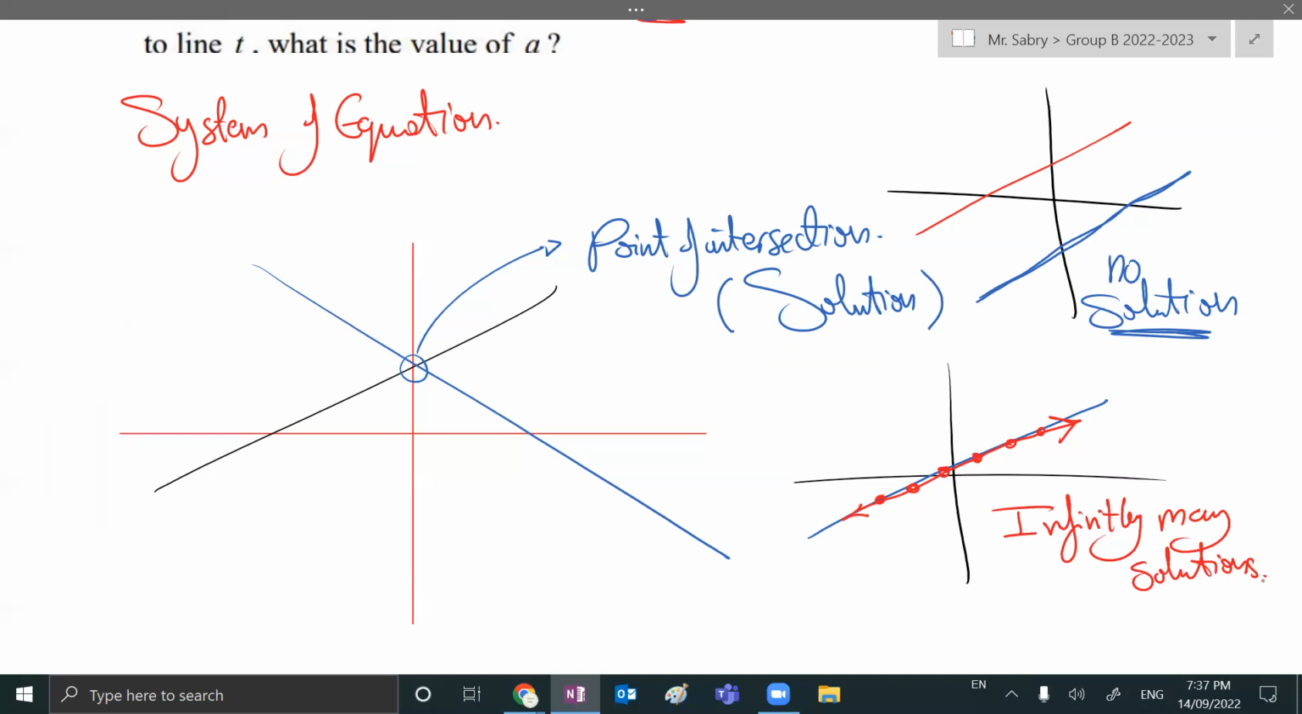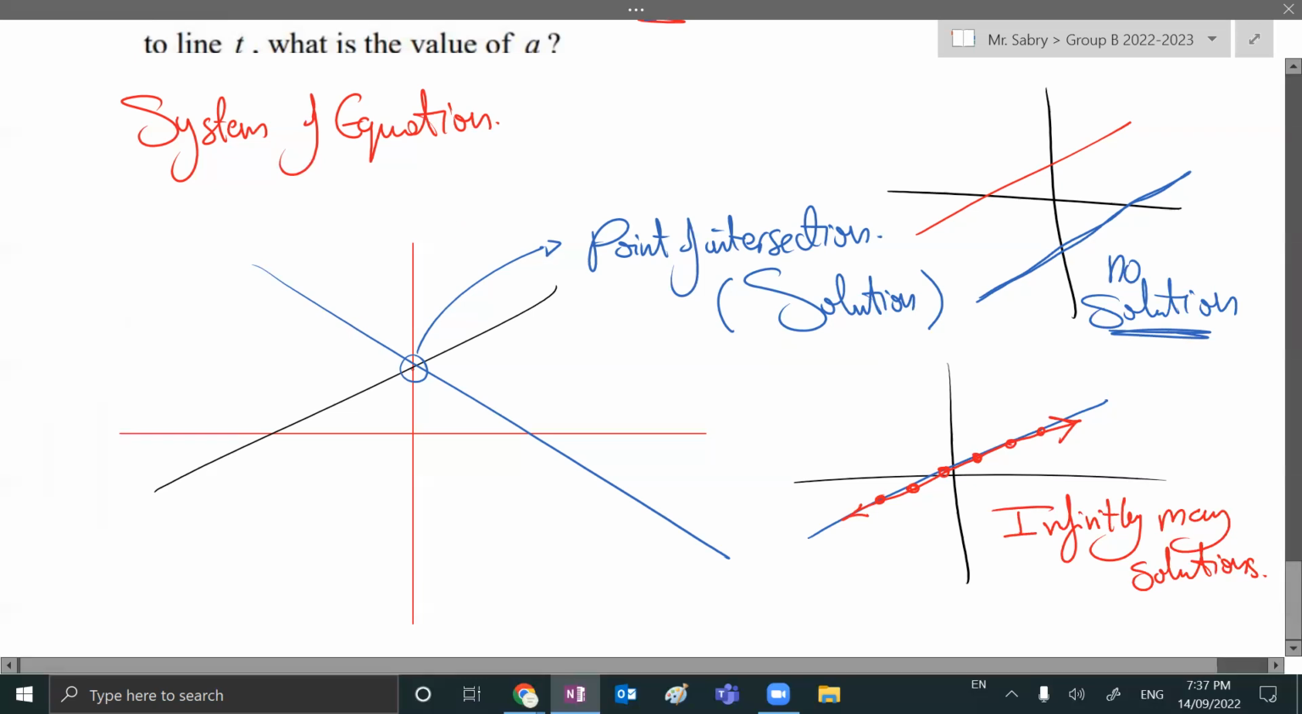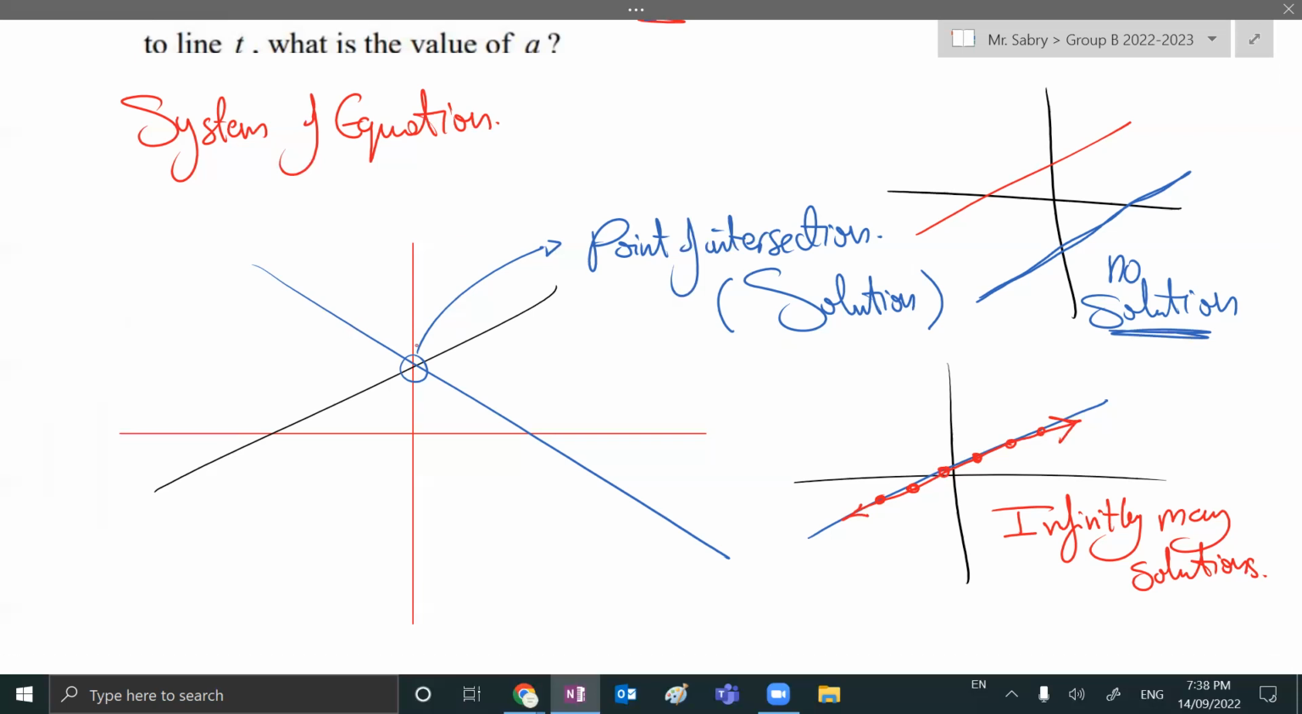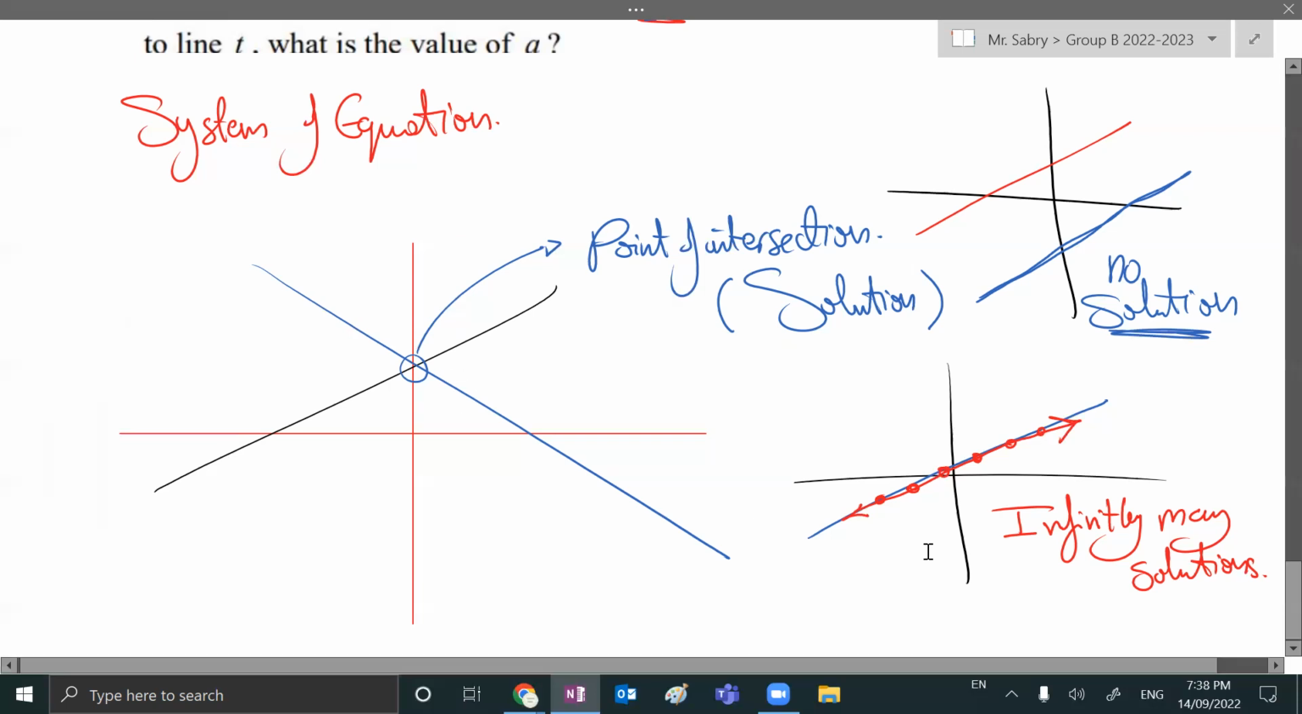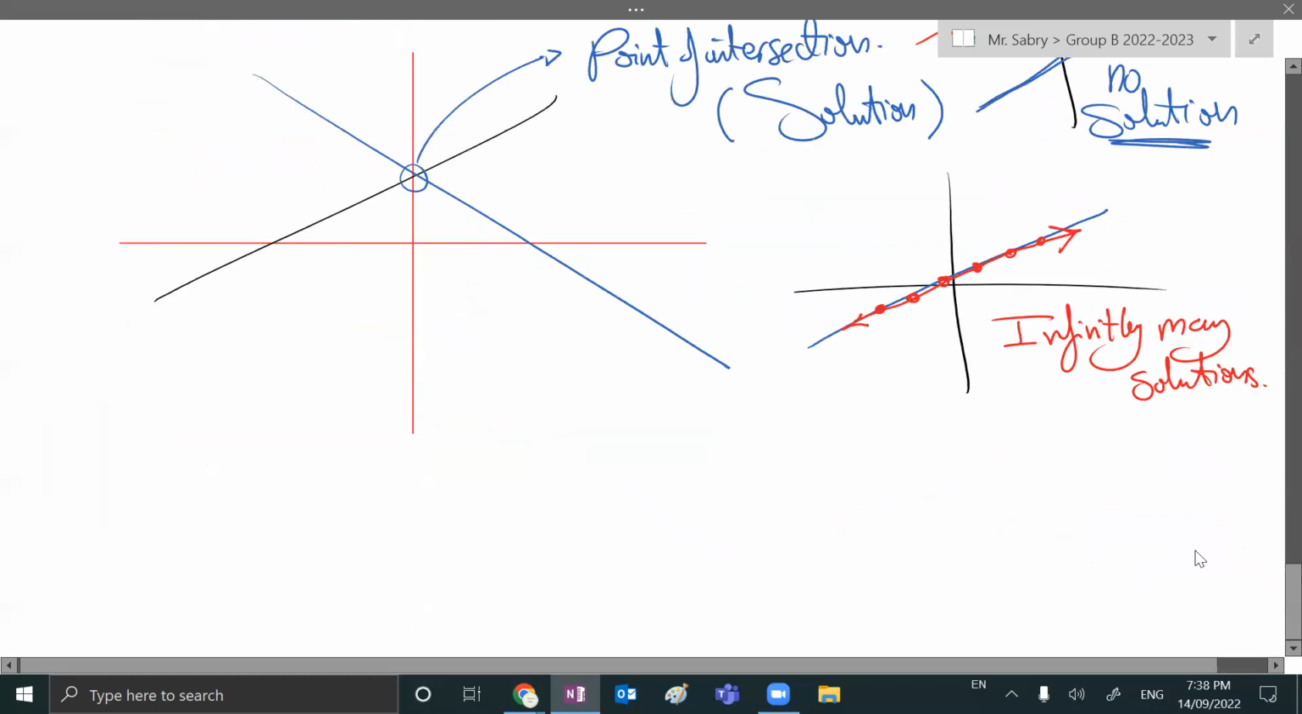Does this concept make sense? We'll discuss the specifics later. So does the concept make sense? Yes. Awesome. Okay. So then, in order to find the point of intersection, if we're not given the graph, there are methods to do that. There are two methods to do that, one called substitution and one called elimination.